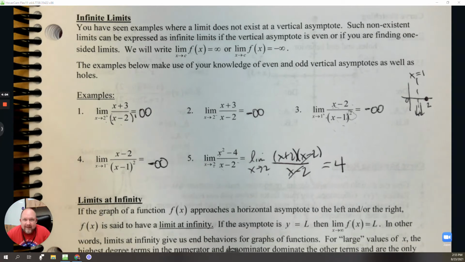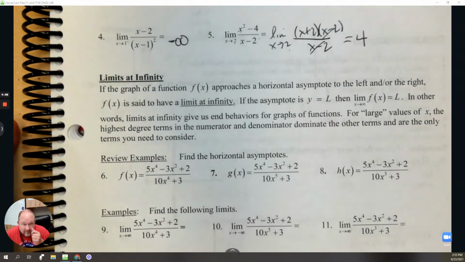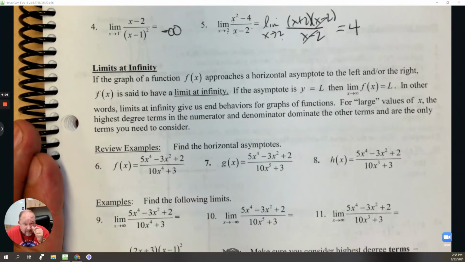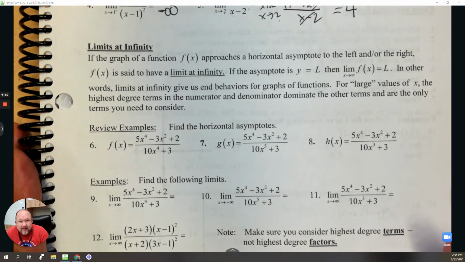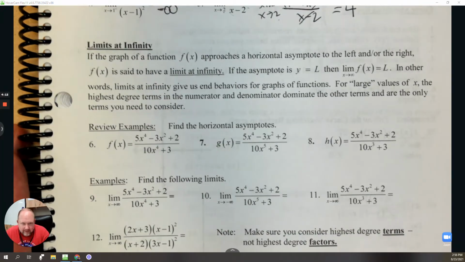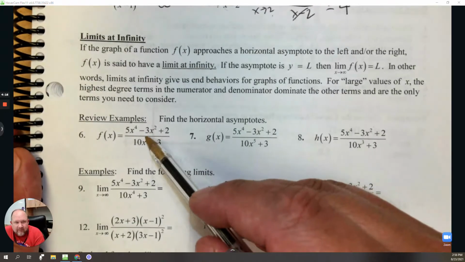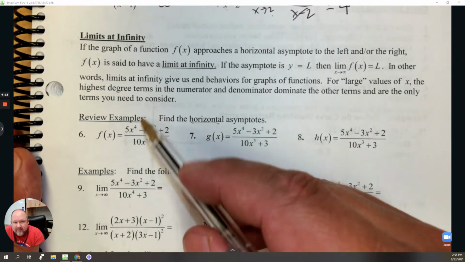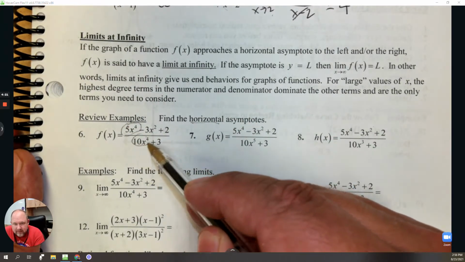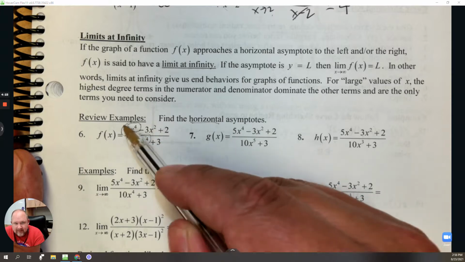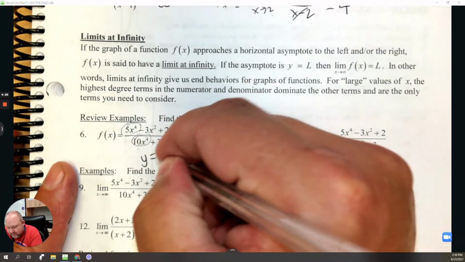All right, limits at infinity. Limits at infinity are really looking at end behavior. That's the key part here. And horizontal asymptotes really are end behavior when I look at it. So when I look here, can you find the horizontal asymptotes? That means power divided by power. So when I divide it, I get 5 over 10, or 1/2.